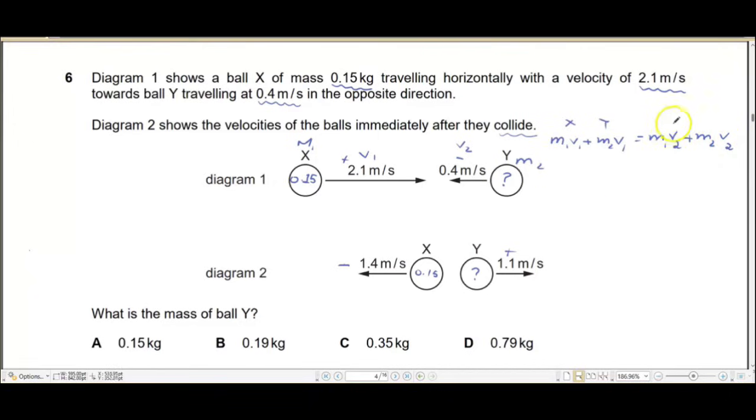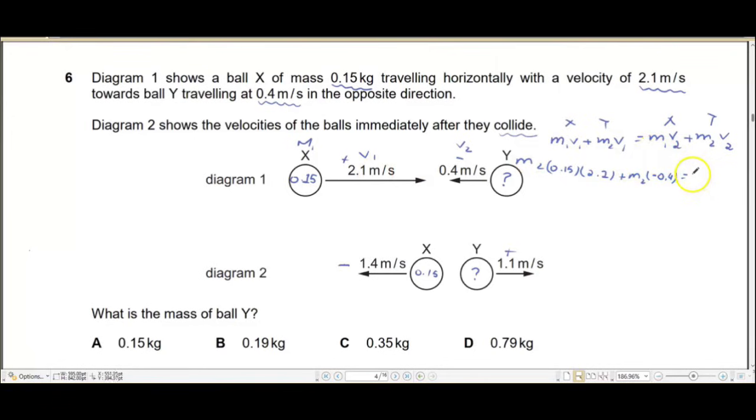Now we know that the mass 1 was equal to 0.15 and its initial velocity was 2.1, which we've taken as positive. And m2 we don't know, and v2 was 0.4 and we took it to be negative, because it was in the opposite direction of this one.